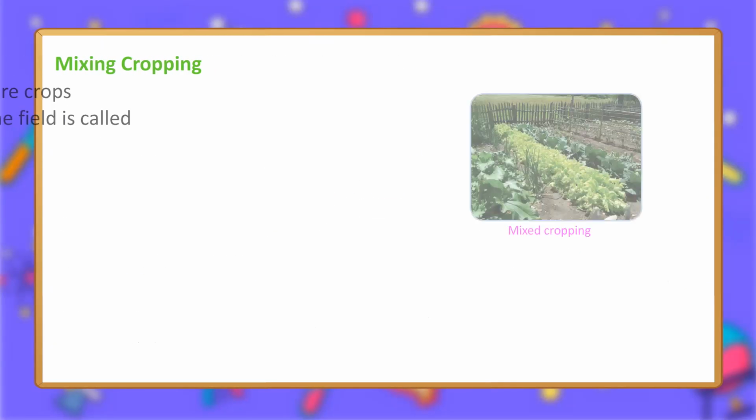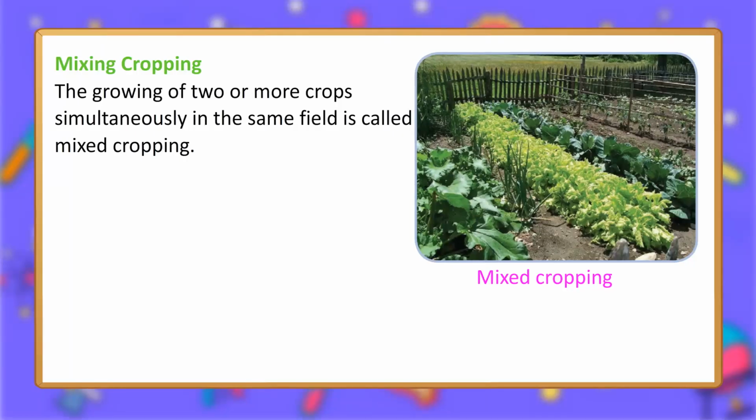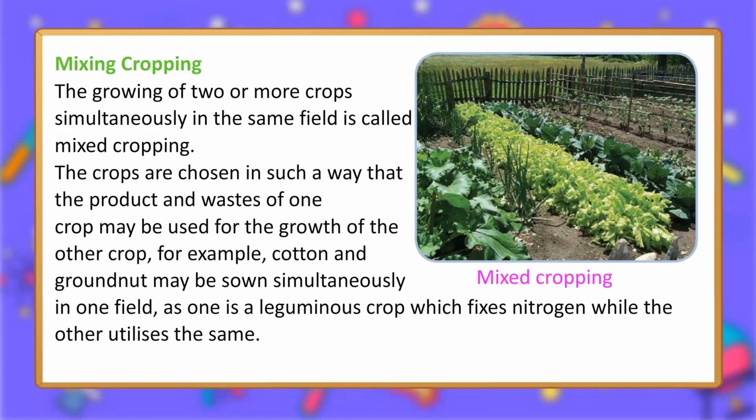Thus, crop rotation is a natural way for replenishing nitrogen in the soil. Mixed cropping. The growing of two or more crops simultaneously in the same field is called mixed cropping. The crops are chosen in such a way that the product and wastes of one crop may be used for the growth of the other crop. For example, cotton and groundnut may be sown simultaneously in one field, as one is a leguminous crop which fixes nitrogen while the other utilizes the same.